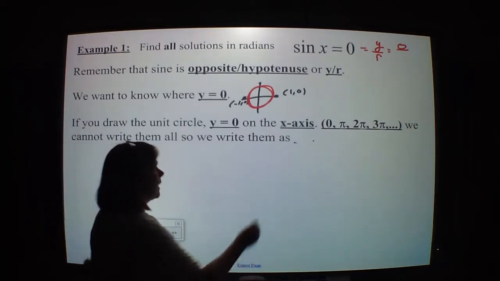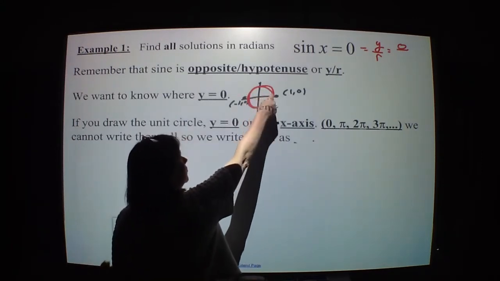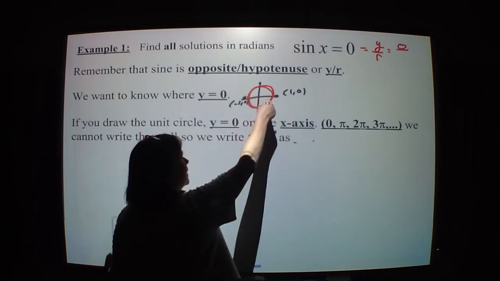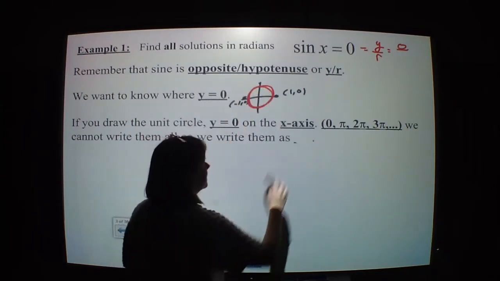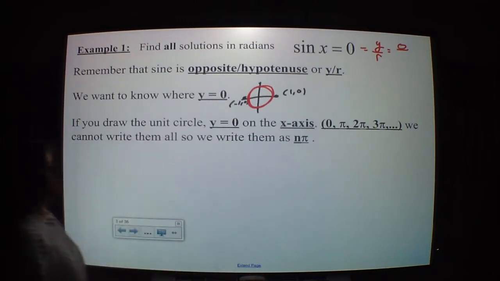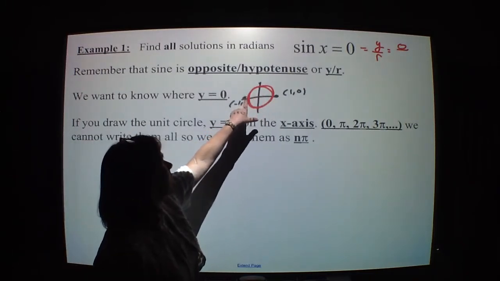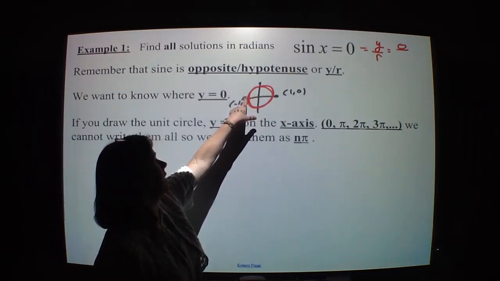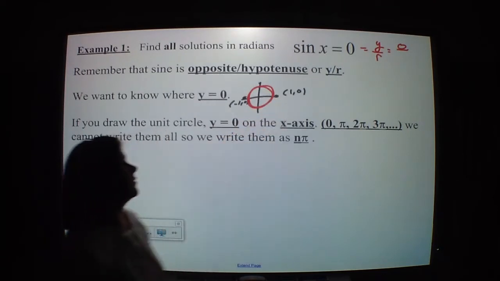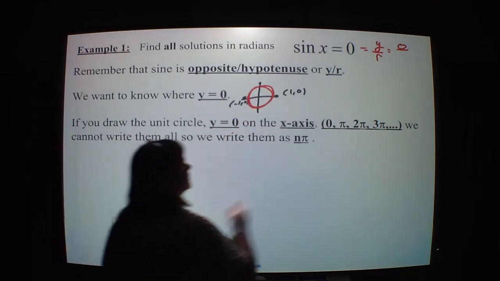So you can write them as 0. To get over here, since it's 180 degrees or pi radians away, I could add pi to it. So I could write it as n times pi. So when n is 0, I'm here. When n is 1, I'm at 1 times pi, or pi. When n is 2, I'm all the way around the circle at 2 pi, and so forth. So there's my solution.